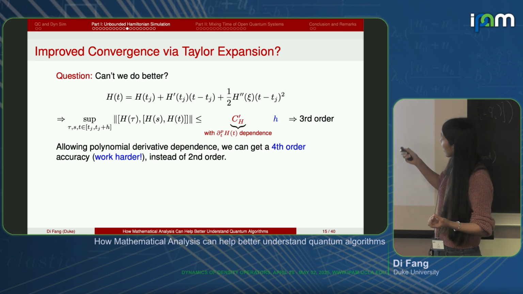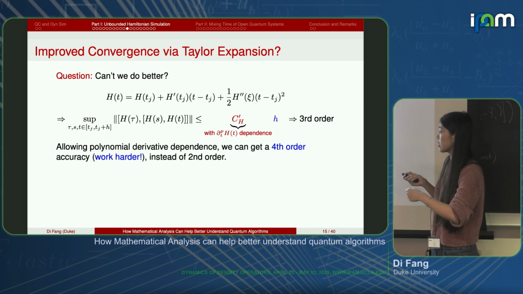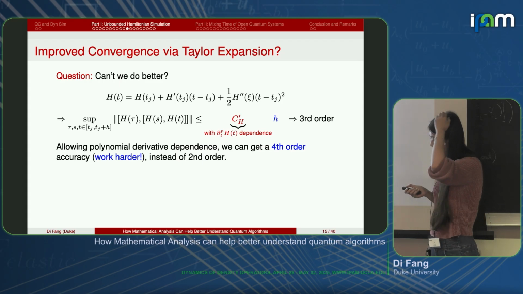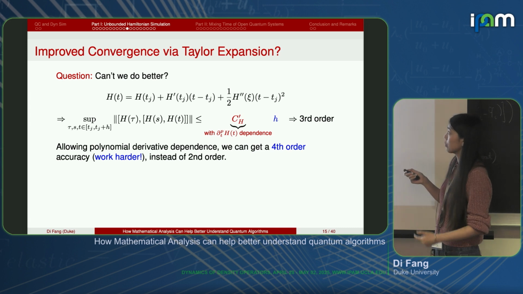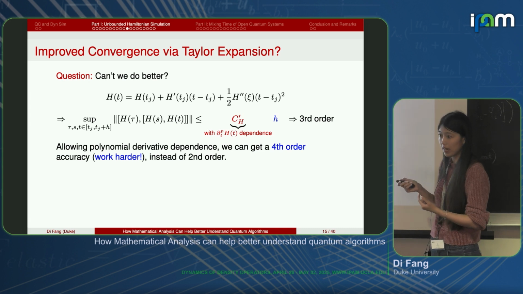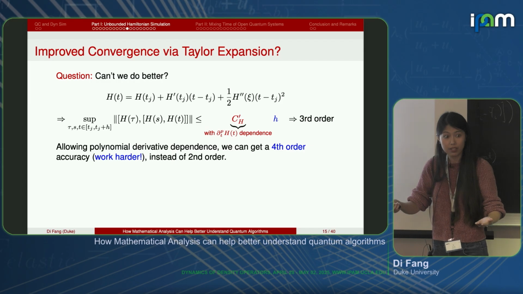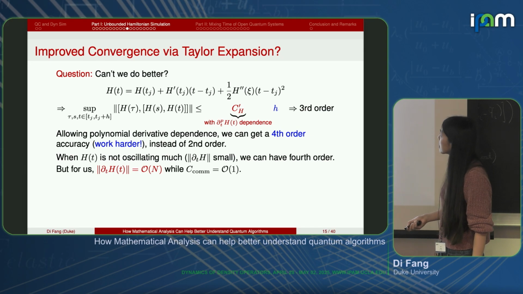On top of that, actually, this will only give you third order. It turns out that if you go back to the original error estimate, there are 11 terms. You do a more careful analysis, you can actually get a fourth order instead of second. So we get a fourth order. Fine. But what's missing here?